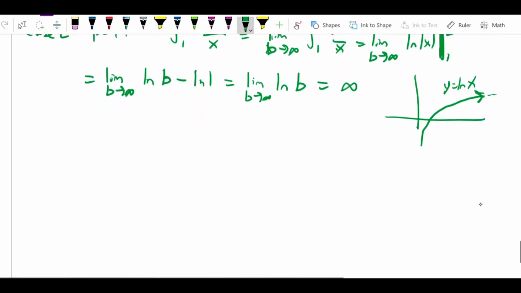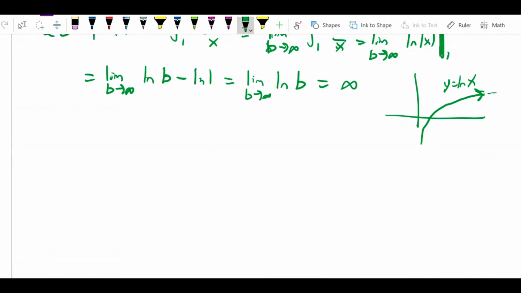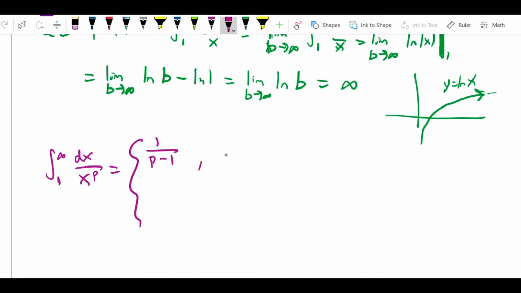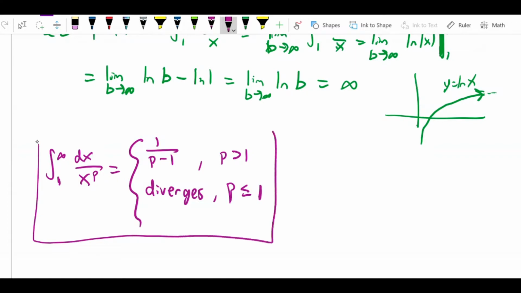So to sum up, what we have is that the integral from 1 to infinity of dx over x to the p is equal to 1 over p minus 1 if p is greater than 1, and it diverges if p is less than or equal to 1. This is the rule for p integrals.